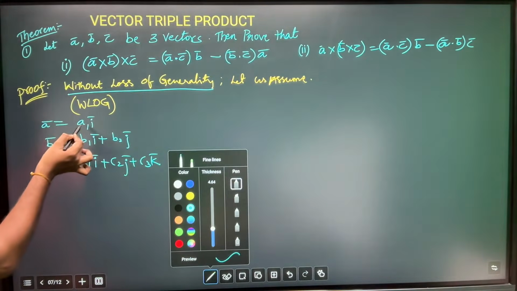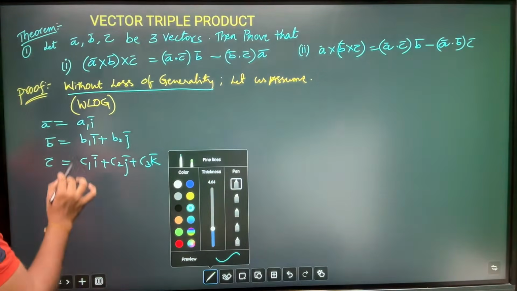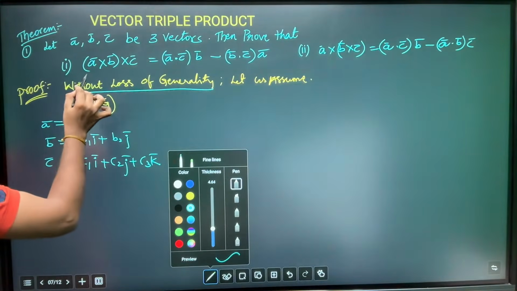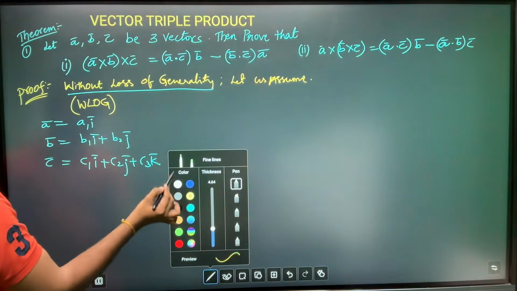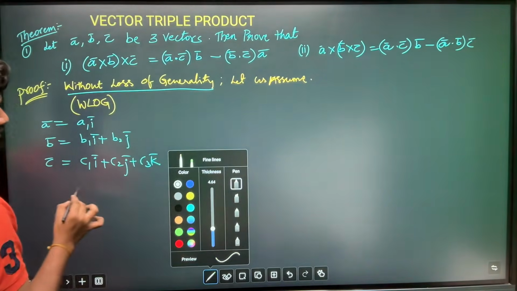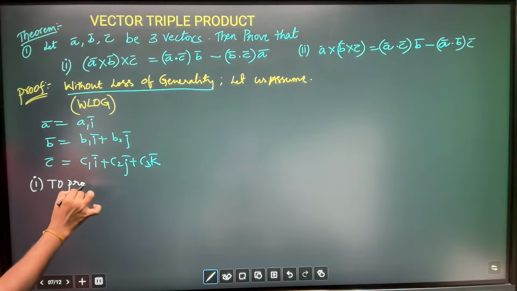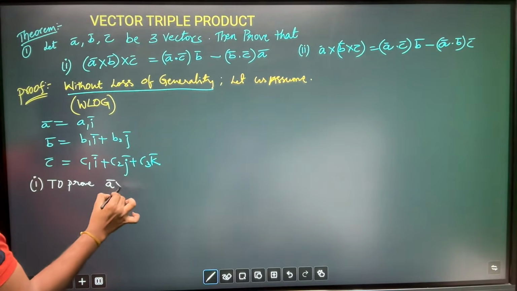a bar is equal to this one, b bar is equal to this one, c bar is equal to this one. Like this you have to assume. So now take the condition. What they are asking is to prove this condition. First of all we have to prove this condition. To prove that condition, you can also put a heading like this, "to prove". You can write it very clearly and neatly in the exam, since it is a theorem.